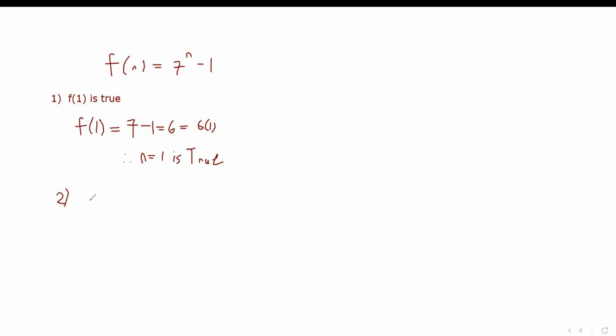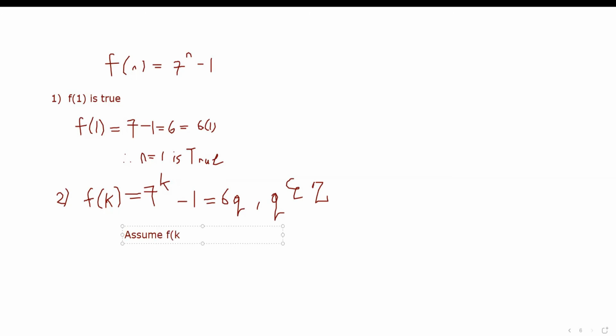So now next would be for F of k is true. Assume F of k is true. This is for F of k, right? Where we let n equal k. What we end up getting is F of k is 7 to the k minus 1. And we can call this equal to 6q, where q is an integer. So I have to write where q is an element of Z. Yeah, where q is an integer. And we assume that Fk is true.